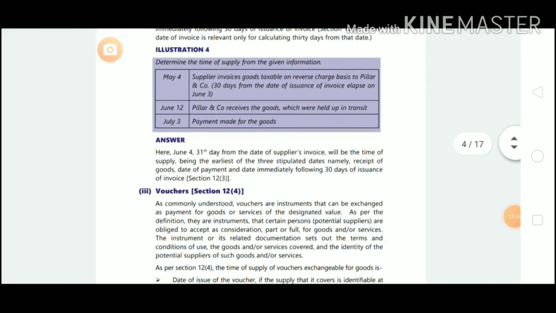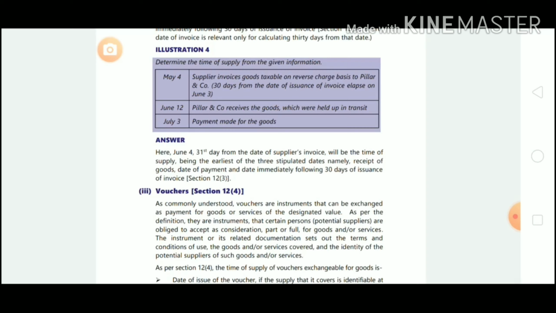Question number 4. Hence illustration 4. Determine the time of supply from the given information. May 4, supplier invoices goods taxable on reverse charge basis to Pillar and Company. 30 days from the date of issuance of invoice elapsed on June 3. This looks alike. June 12, Pillar and Company receives the goods which were held up in transit. July 3 is payment made for goods.